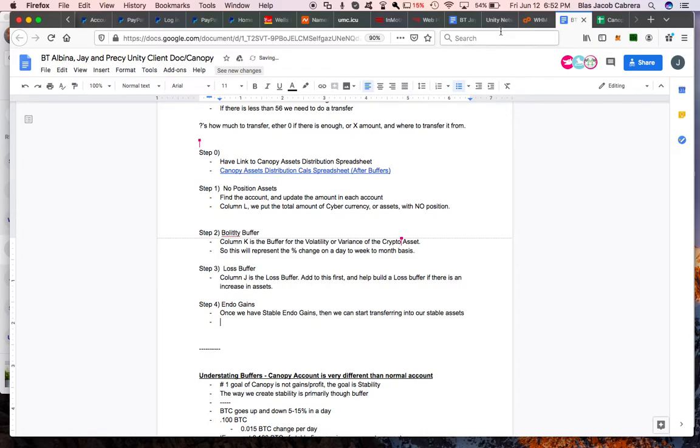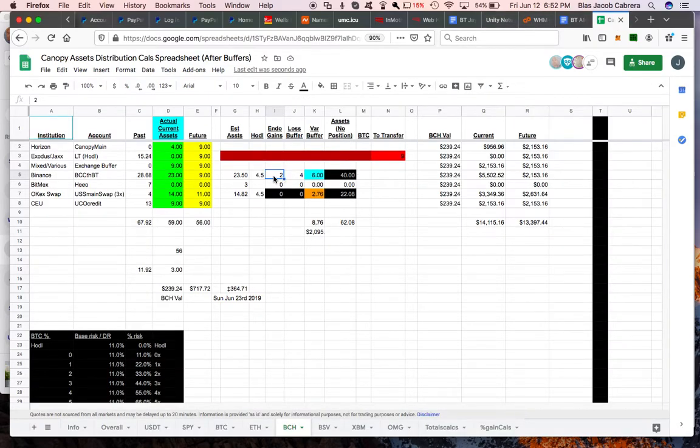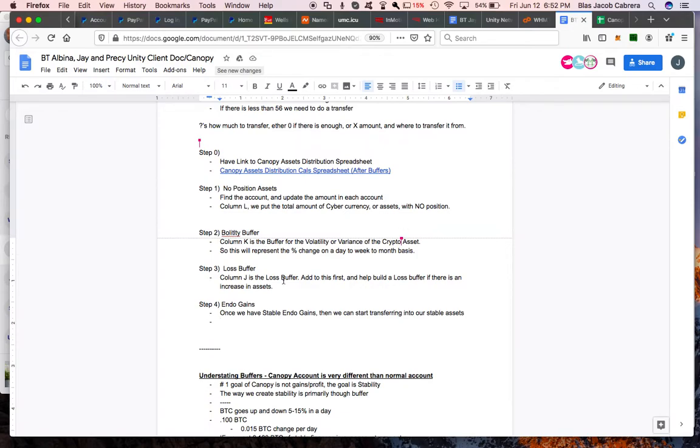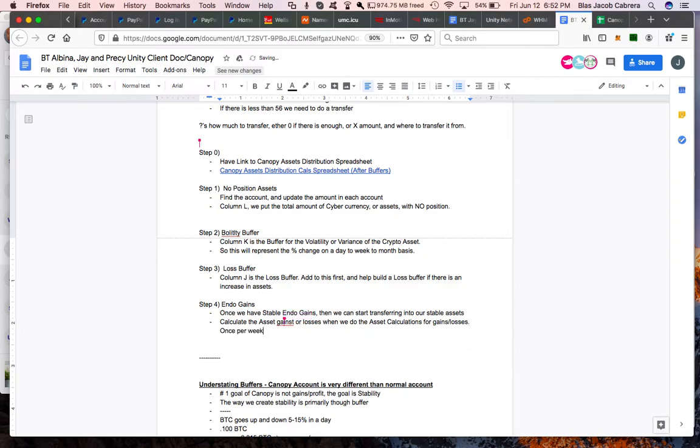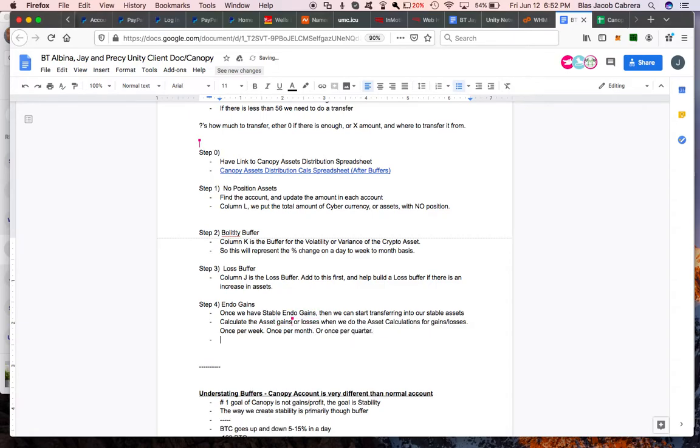So there are 2 ways to do this. One, we could say, okay, we have 2 endo gains, right? And we do the calculation. So we calculate the asset gains or losses. Let's say we do that once per week, once per month, or once per quarter, etc. Whenever we are actually calculating the gains and losses, this is where the endo gains start taking effect.